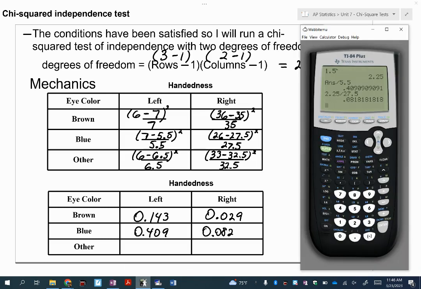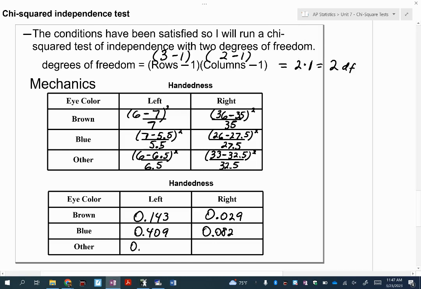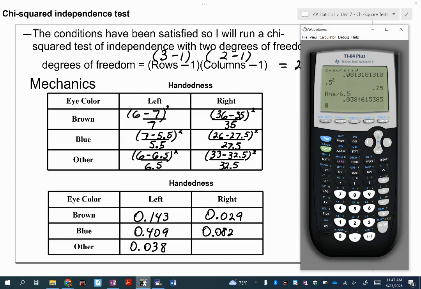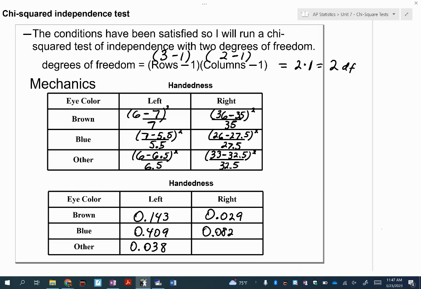And then going to my students with not brown or blue eyes, this is 0.5 squared or negative 0.5 squared, which you probably know as well, but I'll show you. Divided by 6.5. 0.038. And finally, the last one is 0.5 squared again. So 0.25 divided by 32.5. 0.008. Now, I haven't actually added these up.